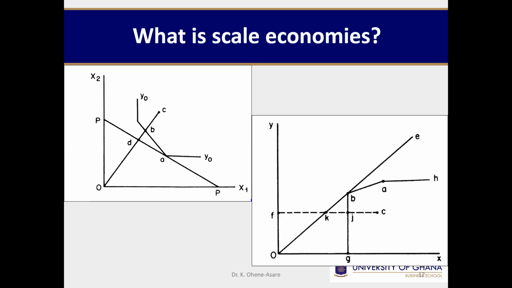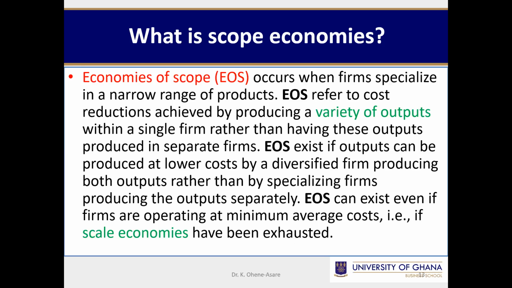Let's go to another kind of efficiency or economies that we normally talk about, which is known as scope economies. Scope economies is different from scale economies. I want you to please know the difference. Scope occurs when the firm specializes in a narrow range of products. If you look at the word scope, you focus, that's it. Sometimes we call it focus.